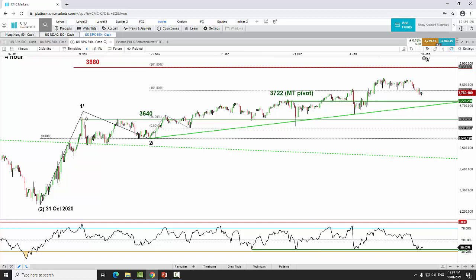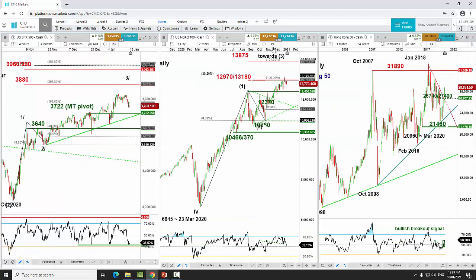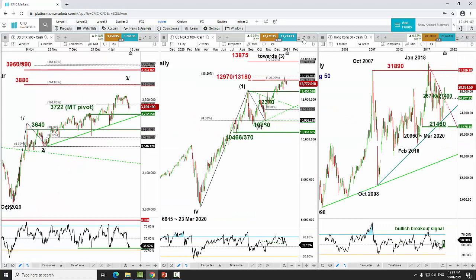So all in all, the strategy for this week remains unchanged for the SPX 500. Still maintain that bullish bias, with buyers holding above 37.22 key medium-term pivotal support, looking for a potential upleg to target the next resistance at 38.80. Okay, now going forward on the higher beta NASDAQ 100 index.